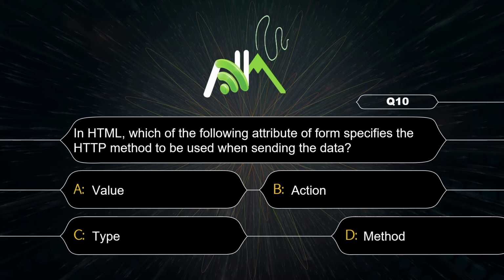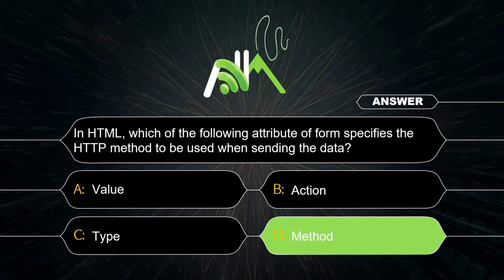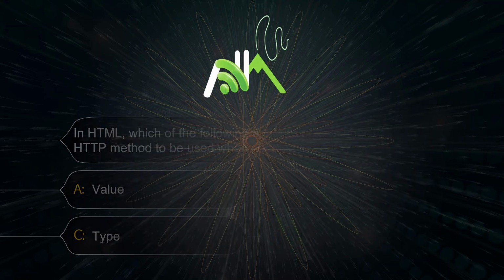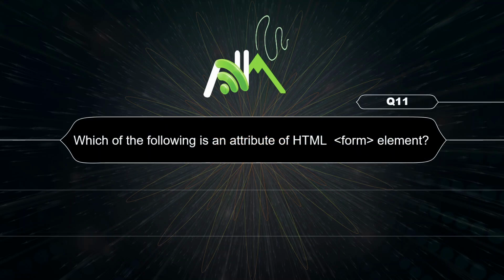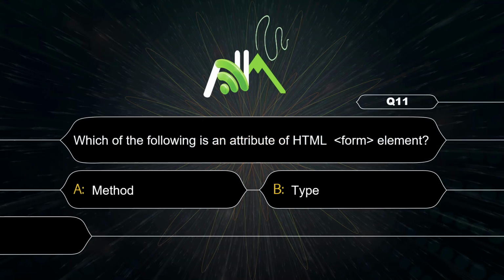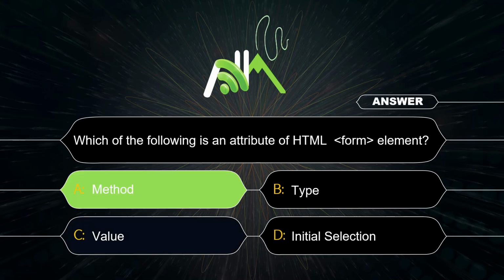Here in the question itself you can get the answer. Attribute of form specifies the HTTP method to be used when sending the data. So the correct answer is method. And further we are going to see two values of method, that is get and post. Which of the following is an attribute? So here method is there, action is not given, so the correct answer is method only.